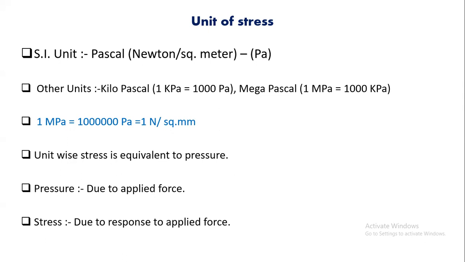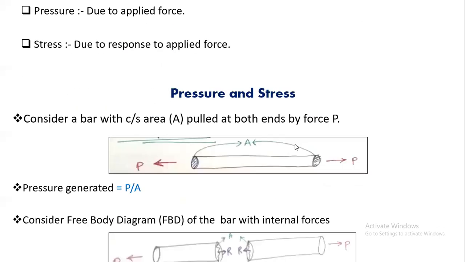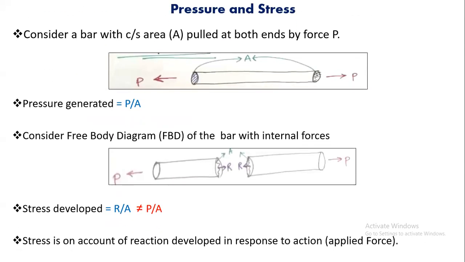So to understand this difference in a better way, we have a pictorial representation of a bar element having a cross-sectional area A. Now suppose this bar element is being pulled by a force P on both ends. So we can say that a tensile force is acting on the bar on both ends, represented by P. If we want to represent the pressure acting on that body due to this force P, pressure is equal to P by A.